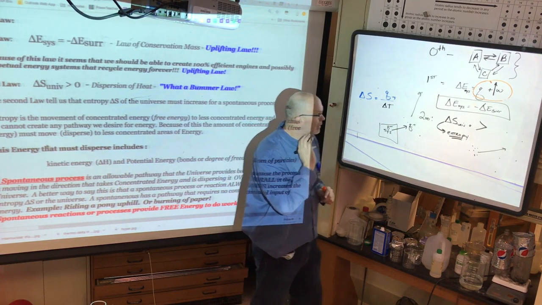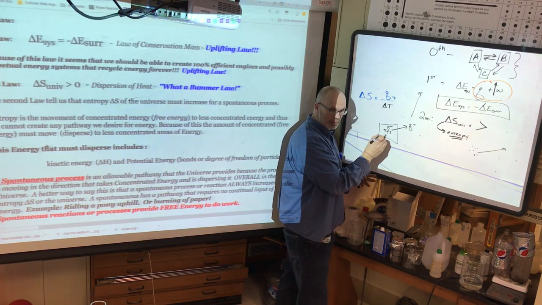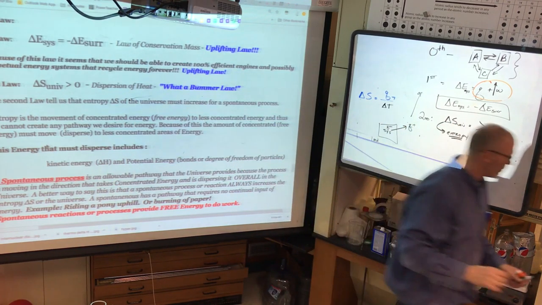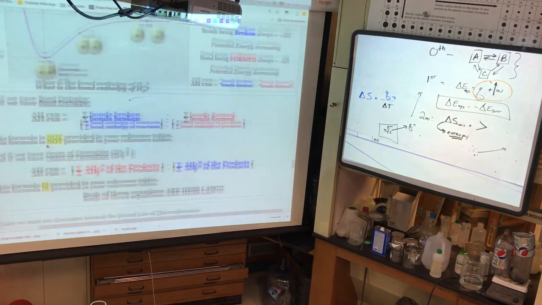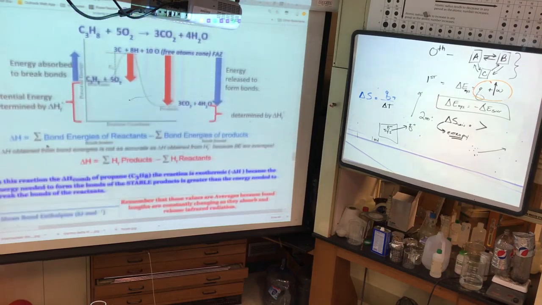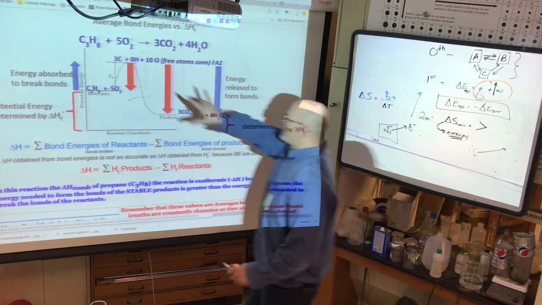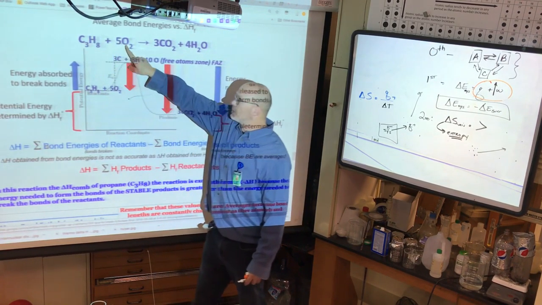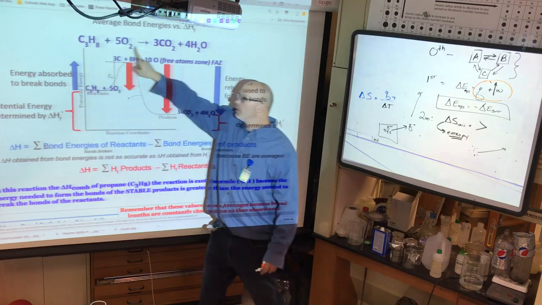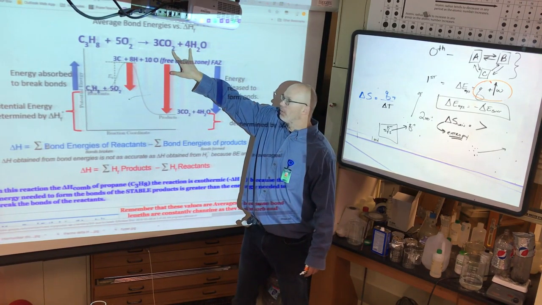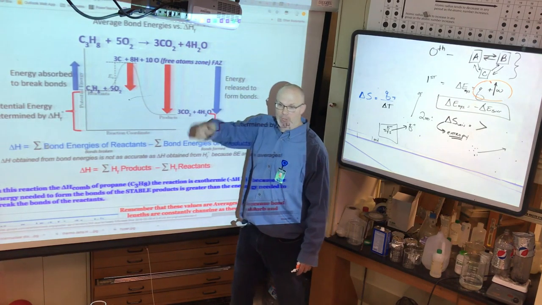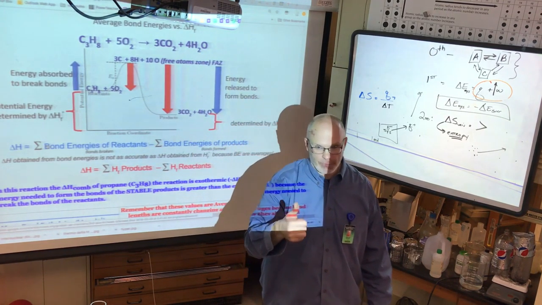Also, inside the system, I have molecules changing. What if I have one mole of a solid? Let's check out the reaction above here. Okay, check out this reaction. We have six molecules, correct? This is a gas, so we have six molecules of gas. How many molecules here? Seven. And they're both gases. Did we increase the degrees of freedom?